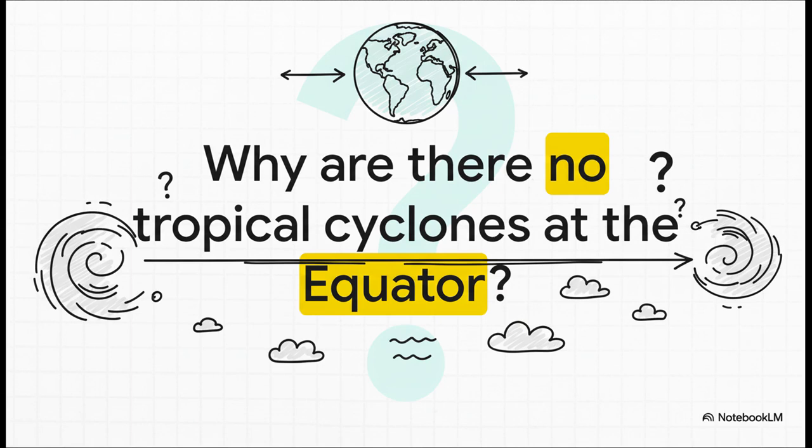Exam question alert. This is a classic board exam question, so listen carefully. Based on what we just learned about the Coriolis force, can you tell me why we never see tropical cyclones forming right at the equator? Take a second to think about it.